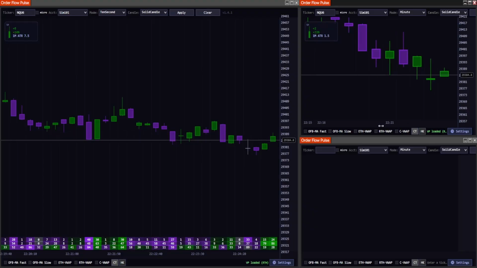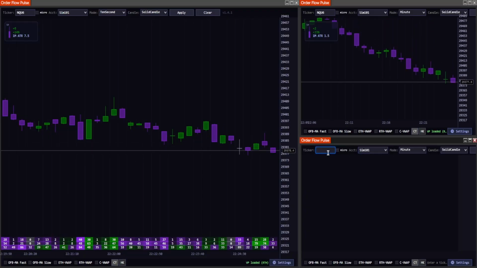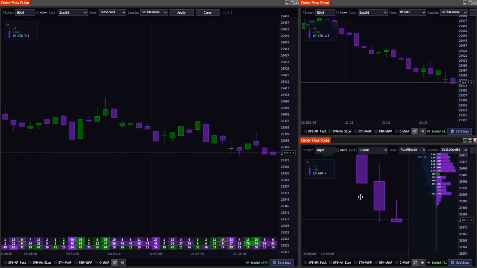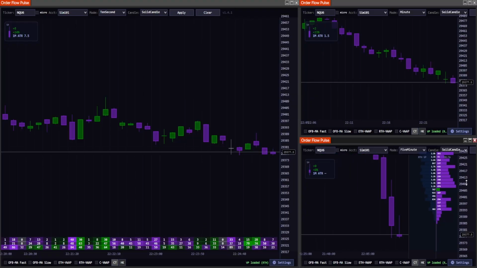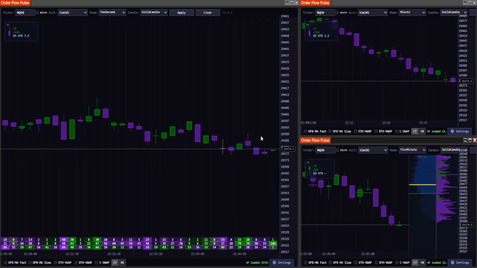So right now we have the 1 minute. And then at the bottom here, we're going to go to NQU6, and then we're going to go to a 5 minute chart. Now here's the 5 minute chart right here. As you can see, the market's kind of selling off a little bit. So let's go over the main settings.